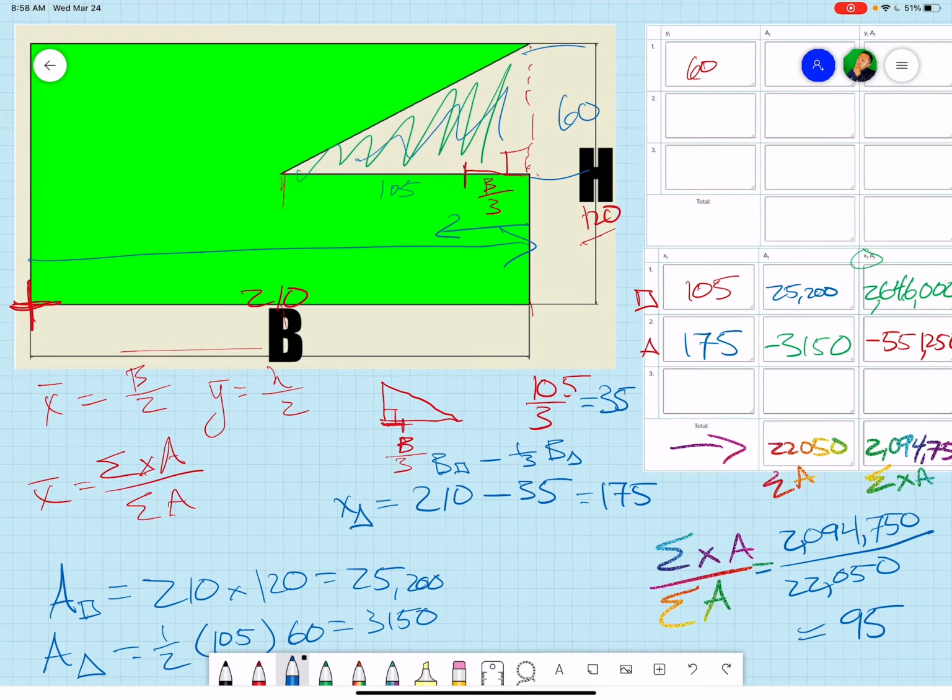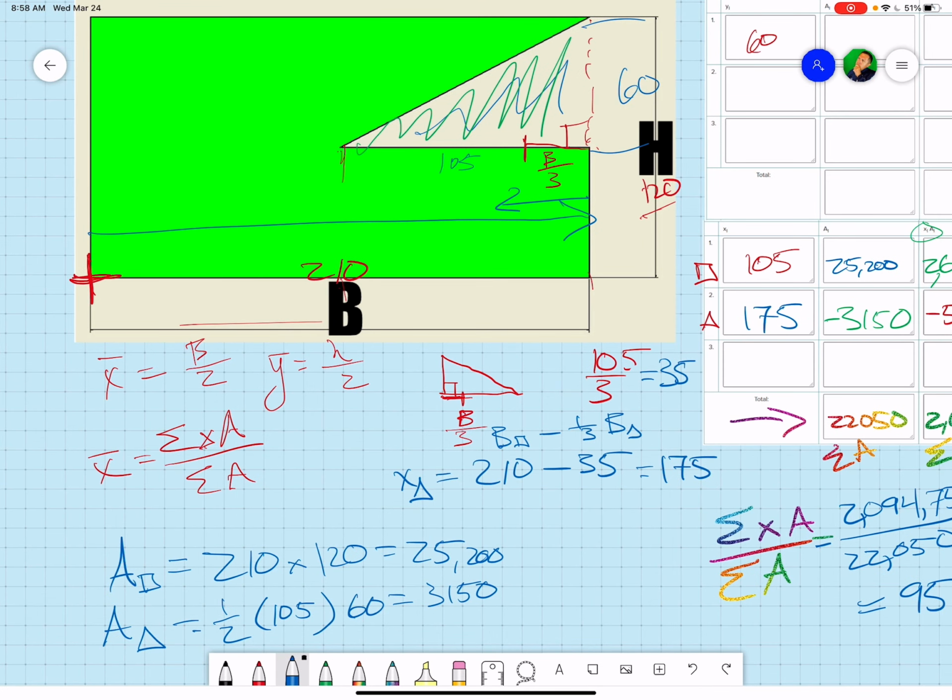Okay, so what did that mean? That means the x location for this, if there was no triangle here to subtract, the x location would be right there in the middle, right? It would have been 105. However, because that triangle is cutting away, our centroid location, at least in the x direction, will be around 95. So it'll just be slightly in, which does make sense.